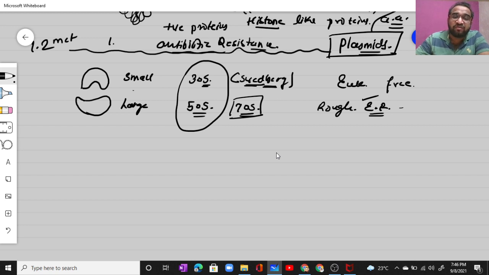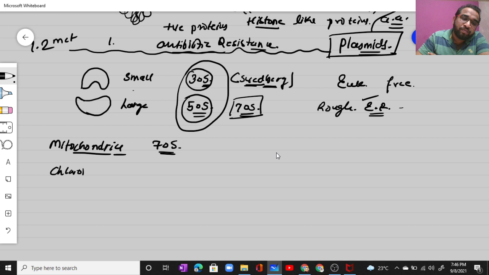So prokaryotes have 70S ribosomes, and this 70S ribosome is made up of two subunits. Small is the 30S subunit and large is the 50S subunit. In the same way, the mitochondria of a eukaryotic cell also have 70S ribosomes of their own, and chloroplasts also have ribosomes which are 70S. So this is a common thing between the organelles present in the eukaryotic cell. Even though they are present in the eukaryotic cell, they have these kinds of ribosomes.